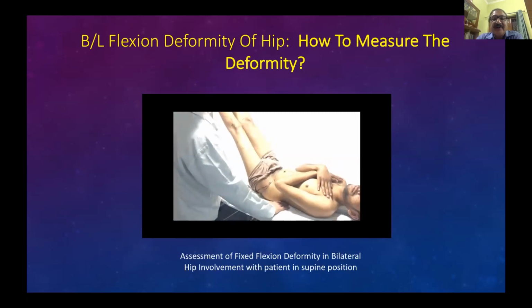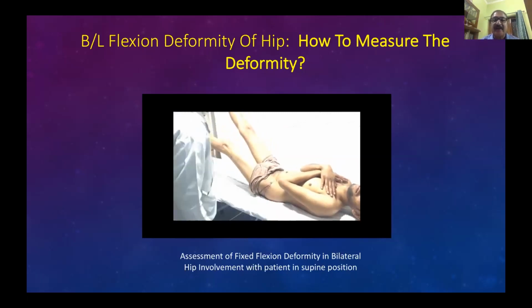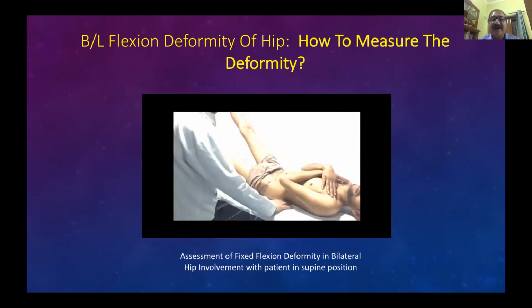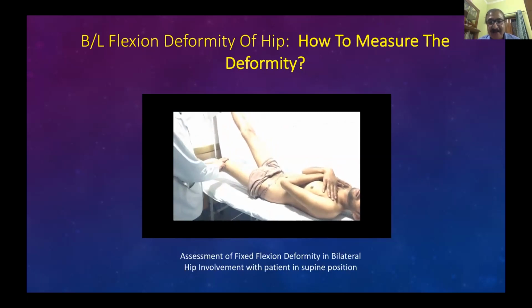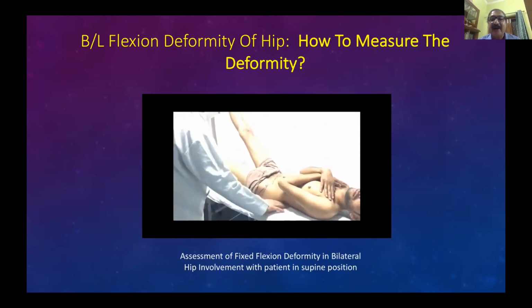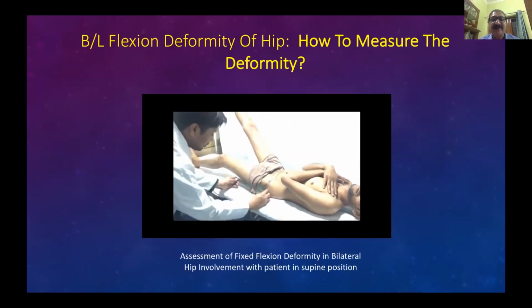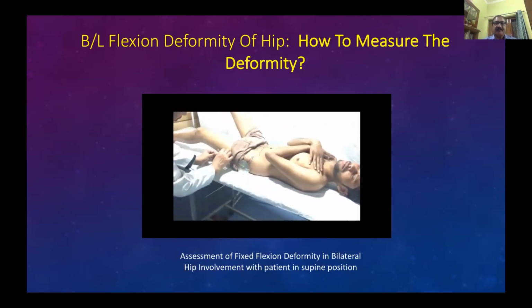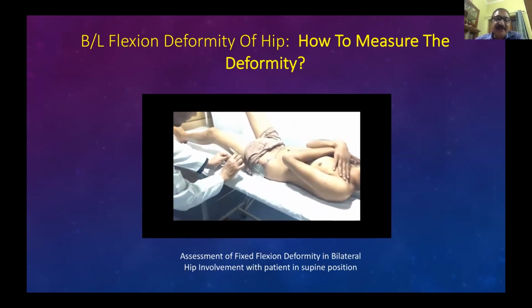In this case, both the hip joints are flexed till the lumbar lordosis disappears. One limb is held by an assistant, while the other limb is gradually extended. At a certain point, the lumbar lordosis starts reappearing. One can measure the flexion deformity in this manner also. The same thing is repeated on the other side.